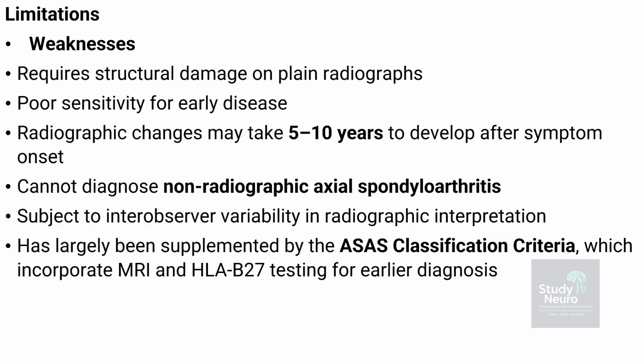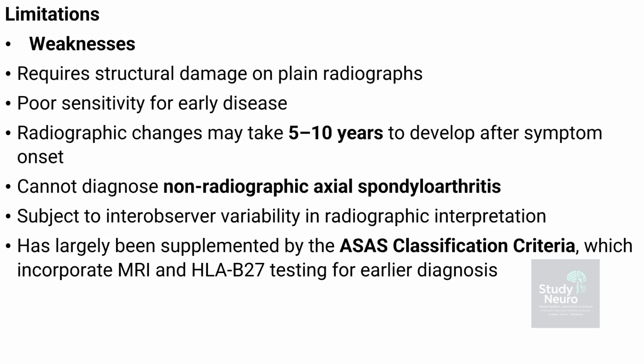Despite their importance, the modified New York criteria have several limitations. Their biggest weakness is the requirement for structural damage to be visible on plain radiographs before the criteria can be fulfilled. This delays diagnosis. Radiographic changes often develop slowly and may not appear until 5 to 10 years after symptoms begin, which means many patients with early inflammatory disease do not meet the criteria, even though they already have active axial spondyloarthritis. Early disease can be missed.